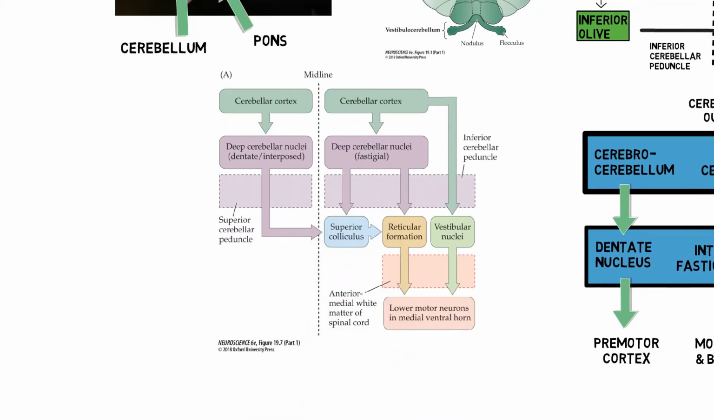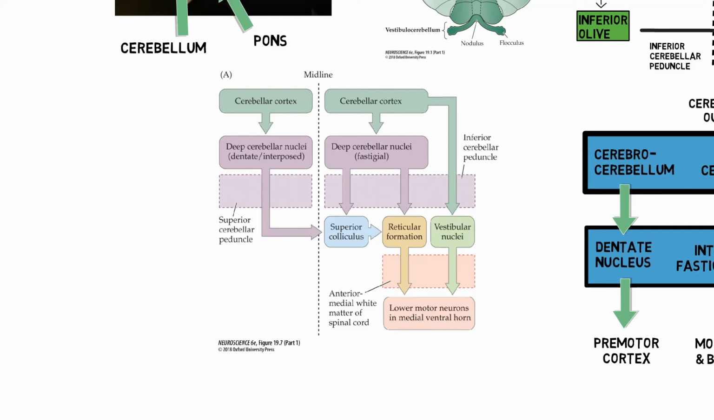This figure shows the functional organization of the cerebellum. The cerebral cortex that projects to the dentate and interposed nuclei pass through the superior cerebellar peduncle to the superior colliculus. The cerebellar cortex also projects to the vestibular nucleus, which passes through the inferior cerebellar peduncle to project to the superior colliculus and the reticular formation.